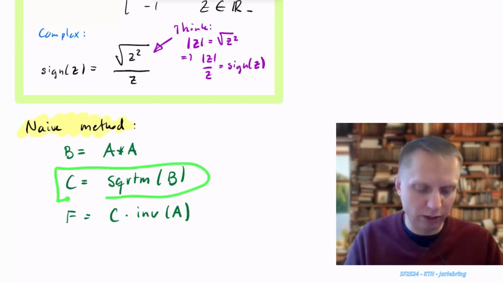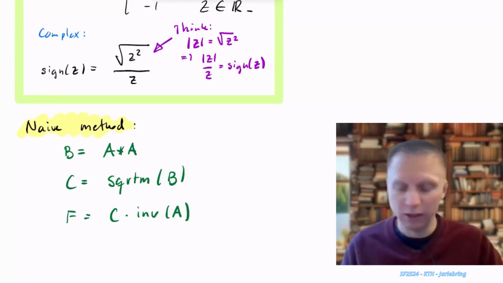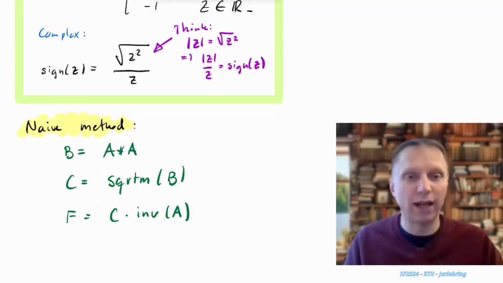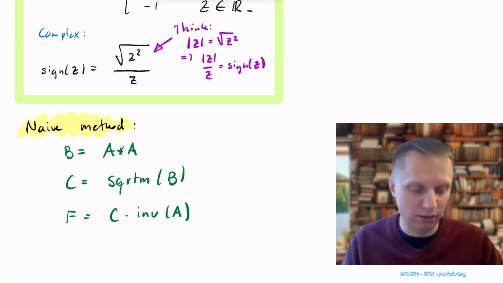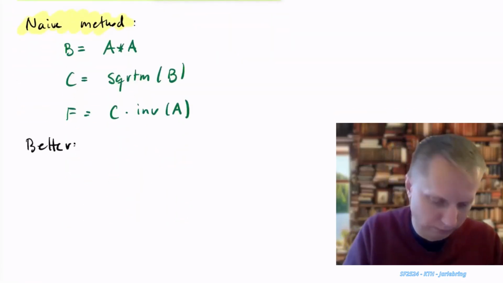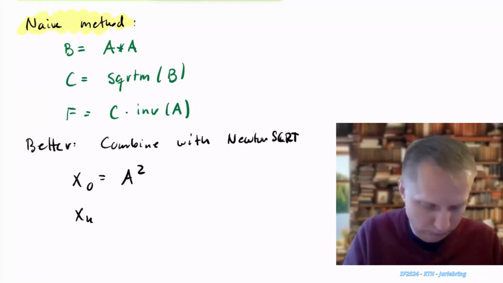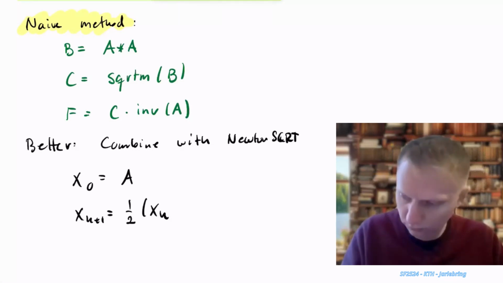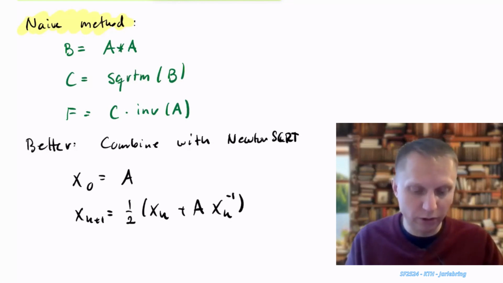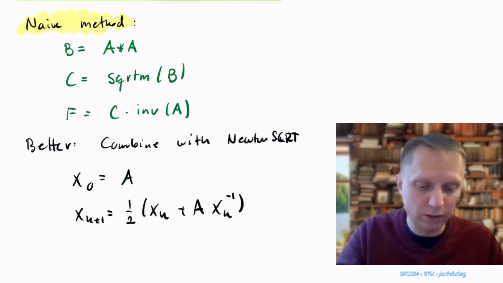But now we already learned how to compute the matrix square root. So it turns out that you can combine this naive method with the algorithm to compute the square root, in particular the Newton method for the square root. This is Newton's method for the square root, but note that we now want to apply it to a square. So wherever we have an A, we're now going to insert A squared.